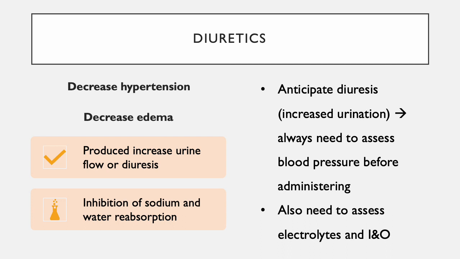For the majority of our diuretics, we are going to anticipate diuresis. This means we should always assess our blood pressure before we administer, because if the patient is diuresing, they're lowering their circulating blood volume, which will also cause hypotension. We always need to assess our intake and output. Our urine output is included, as well as our electrolytes, before we administer.